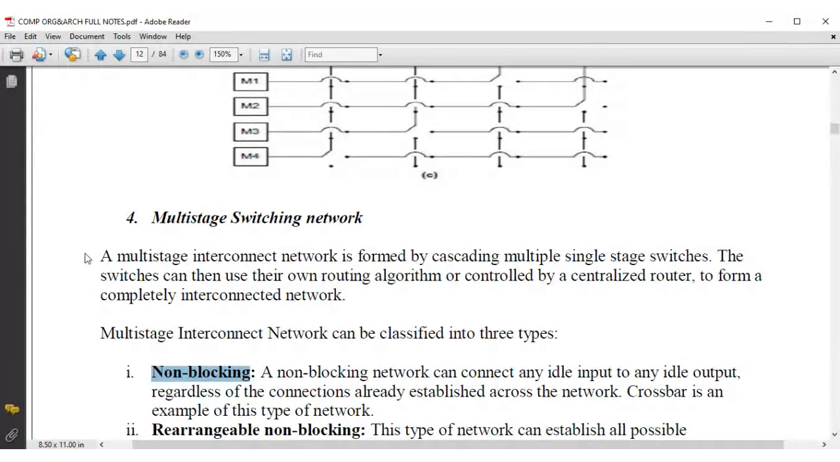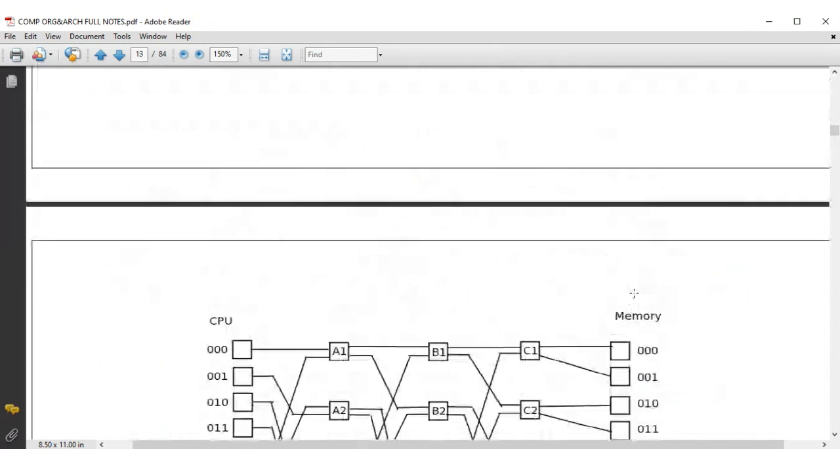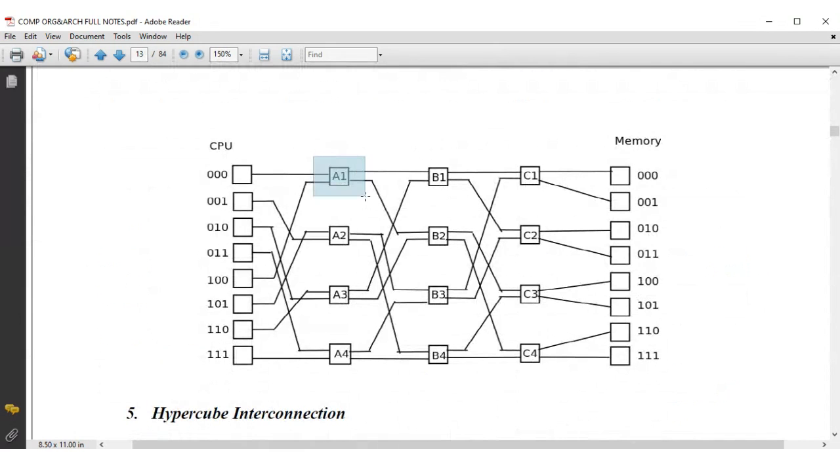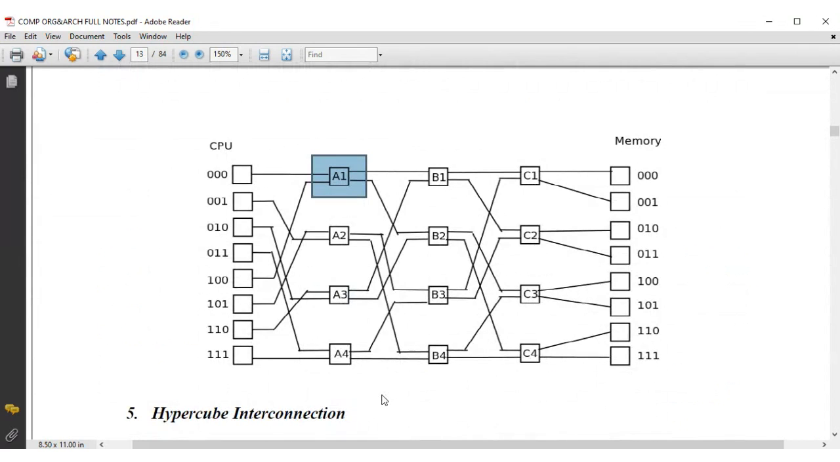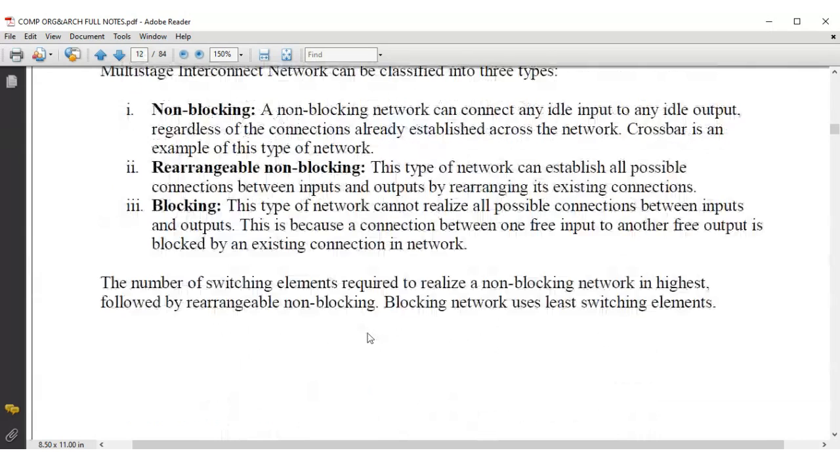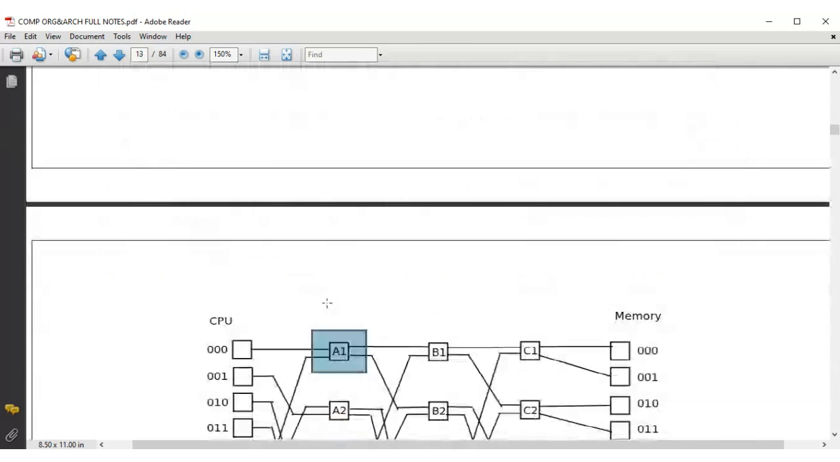Just before we go there, let me explain this. Cascading multiple single-stage switches just means that at the different points of communication, there is a device that works like a gate. Now here we are not talking about ports. We are talking about a particular device that can work as a gate or a switch or a router.